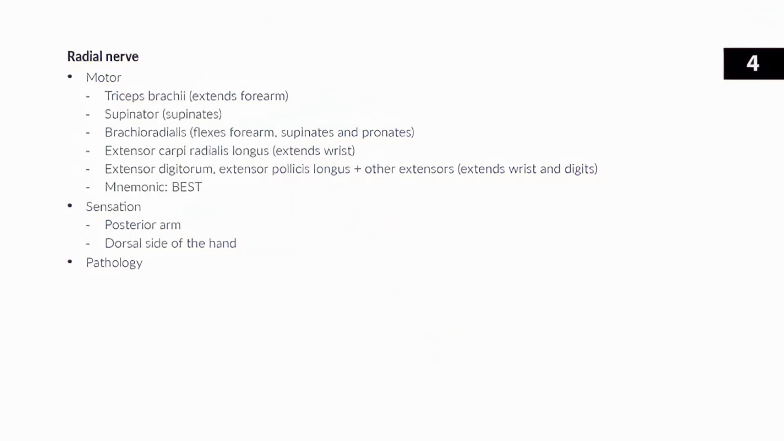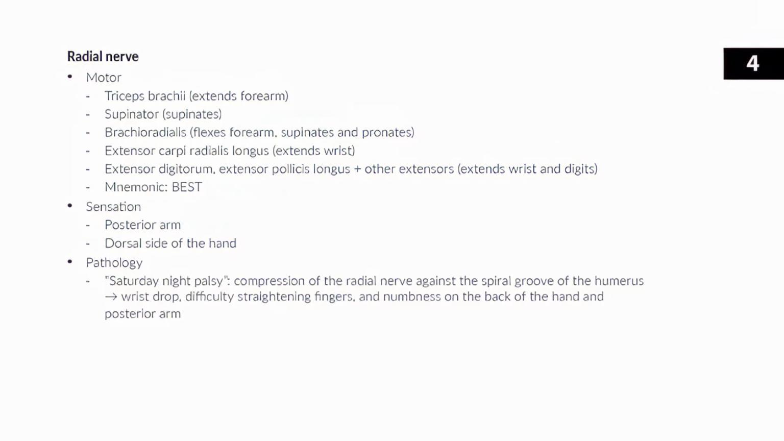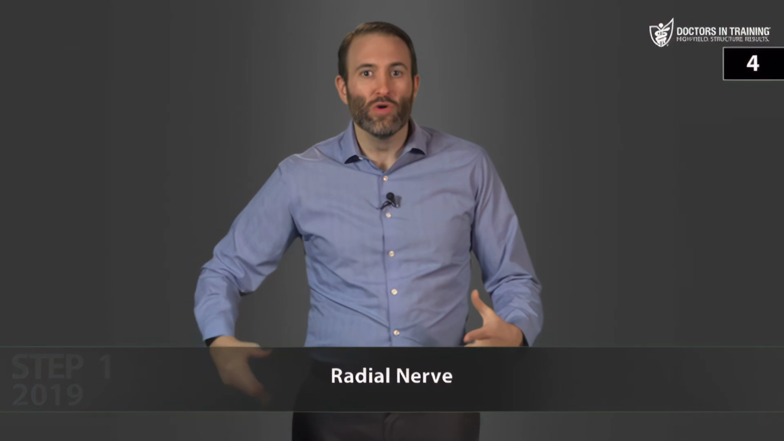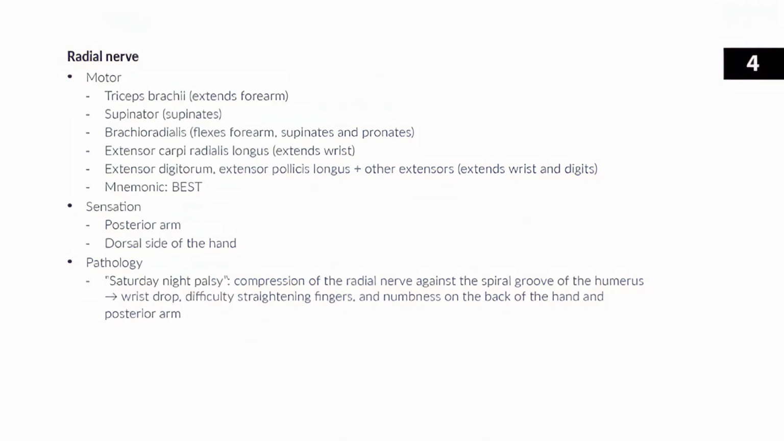Now, one scenario where you might compress the radial nerve is with Saturday night palsy. Here we see radial nerve compression against the spiral groove of the humerus. So if you're passed out with your arm over a chair on Saturday night, as I often am, for hours and hours because you're drunk, then you would compress the radial nerve. Now, as a result, you would have weak wrist and finger extension, so you can get that wrist drop, numbness of the back of the hand and wrist, and a weak brachioradialis reflex.